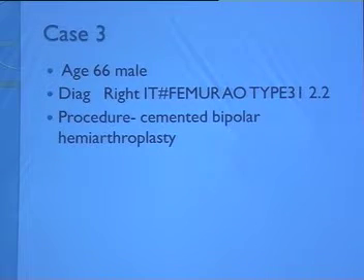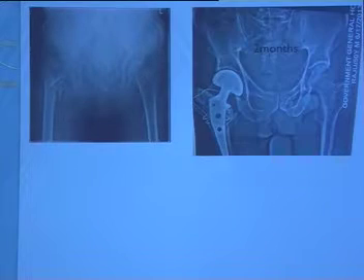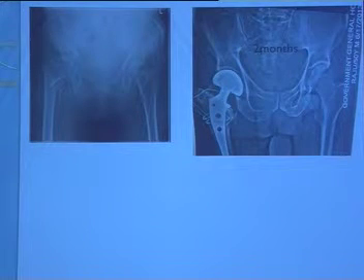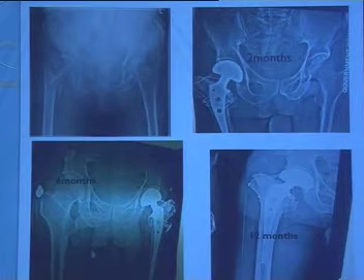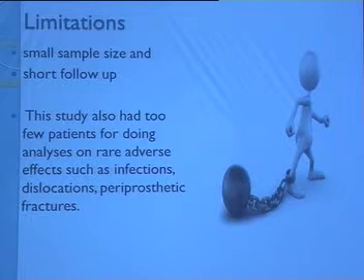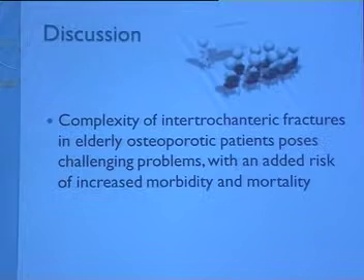A 66-year-old male with a right-sided intertrochanteric fracture of the femur, at 2 months follow-up, 6 months follow-up. The limitation of my study is a small sample size and short follow-up, and the study also has too few patients for analysis of rare adverse effects such as infections, dislocations, periprosthetic fractures.